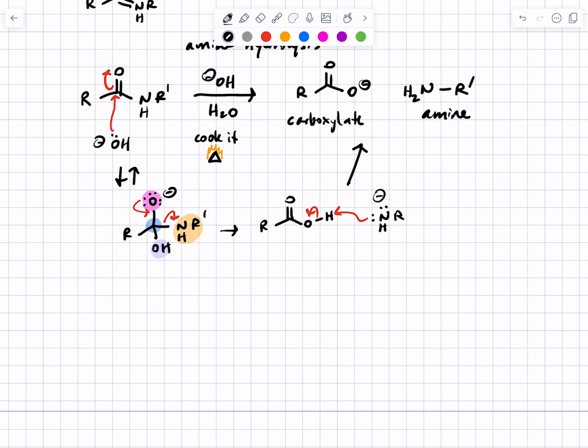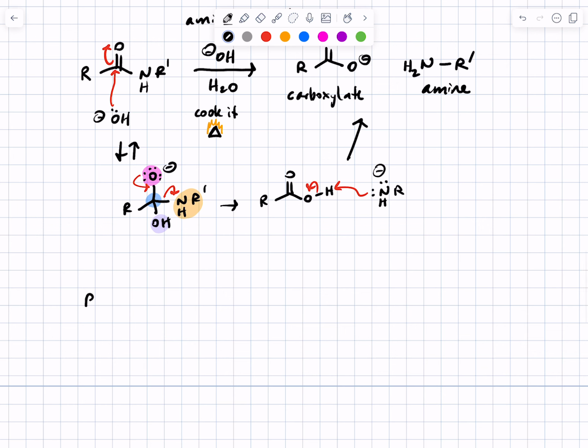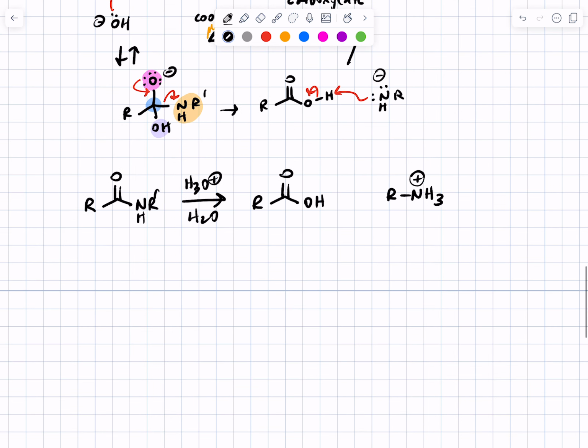I want to just show briefly that you can do this amide hydrolysis reaction also under strongly acidic aqueous conditions. And in that case, your product is the carboxylate and then the corresponding, not amine, but ammonium. Why is it ammonium instead of amine? Well, just look at the conditions. The pH is really, really low, and at low pH, amines are protonated.